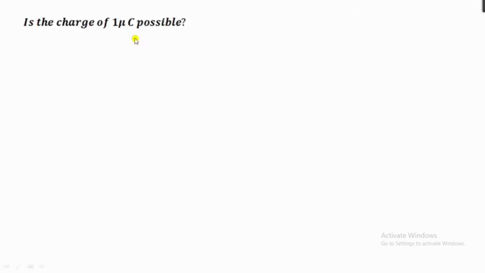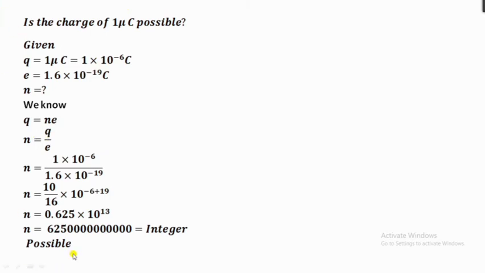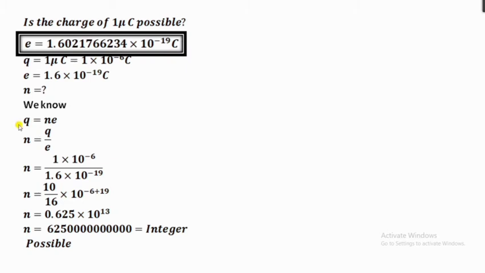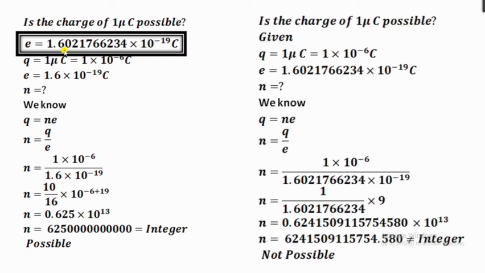Is a charge of 1 microcoulomb possible? So 1 microcoulomb is a very large charge as compared to charge of electron. If you do the same way, you can find this number to be like this. So it is an integer, it is possible, but the actual charge of electron is this much, 1.60217, like this. If you do the same question using this value of E, you will get this value and a decimal is coming out here, so that means this is not an integer. So according to this charge, it is not possible. So for the same charge of 1 microcoulomb, according to this it is possible, according to this it is not possible.